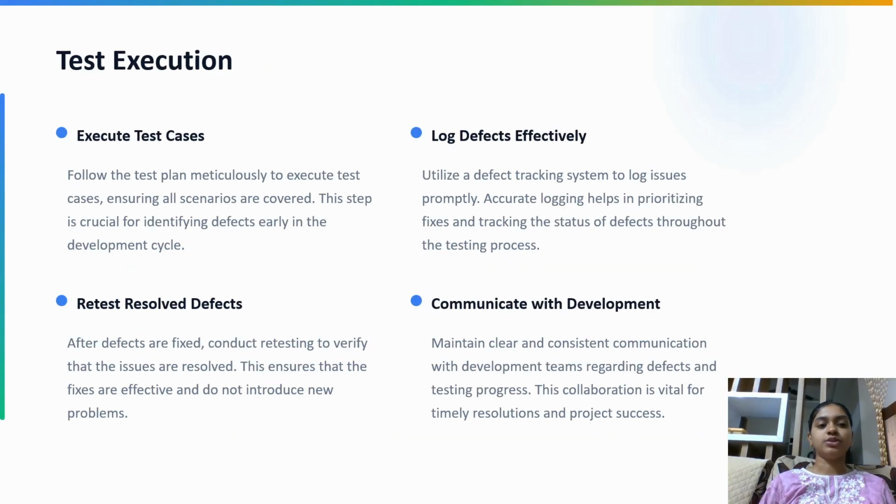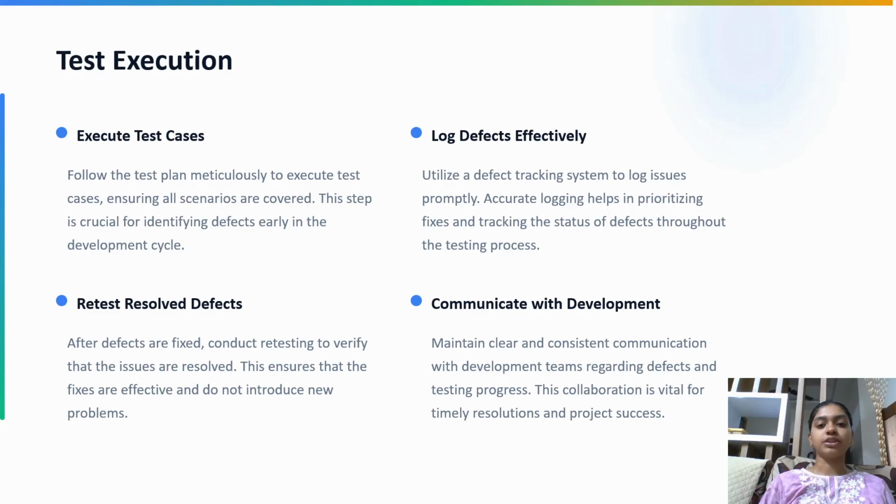Next, test execution. In this, there are execute test cases, retest resolved defects, log defects effectively, and communicate with development. Execute test cases: follow the test plan meticulously to execute test cases, ensuring all scenarios are covered. This step is crucial for identifying defects early in the development cycle. Retest resolved defects: after defects are fixed, conduct retesting to verify that the issues are resolved. This ensures that the fixes are effective and do not introduce new problems.